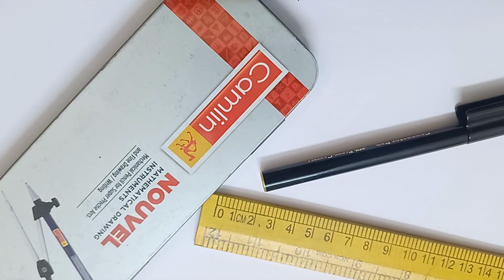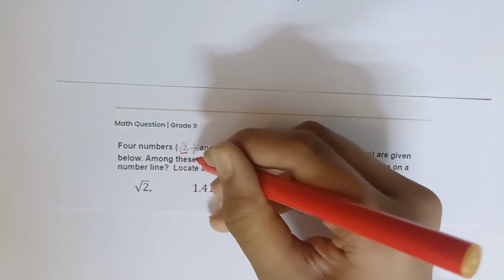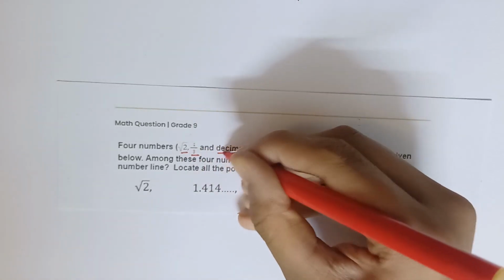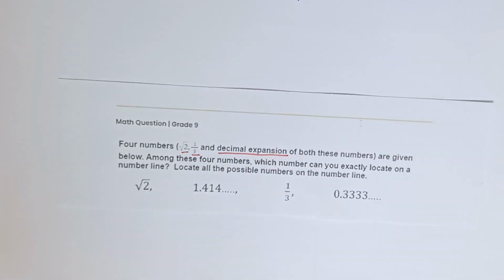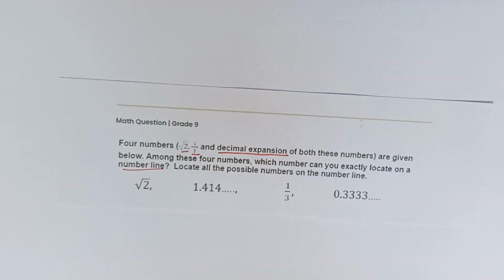Hello everybody. I will be solving and explaining the following maths problem. Four numbers, square root of 2, 1/3 and the decimal expansions are given. We have been asked whether these numbers can be represented on the number line and if so, to locate them on it. Let us begin.